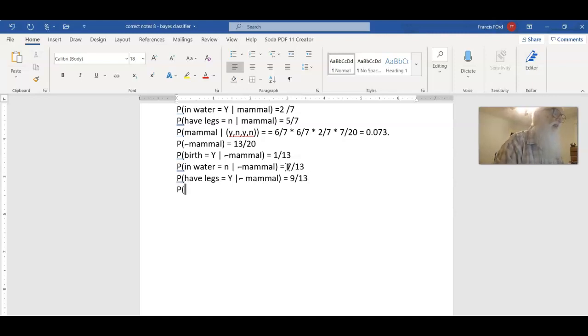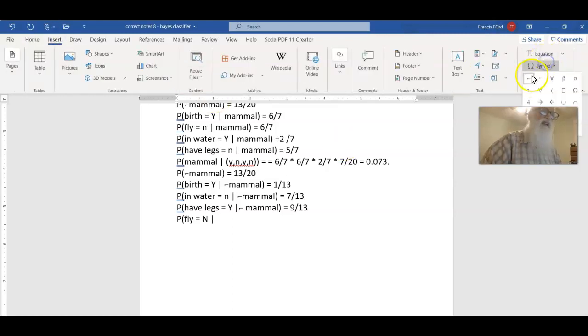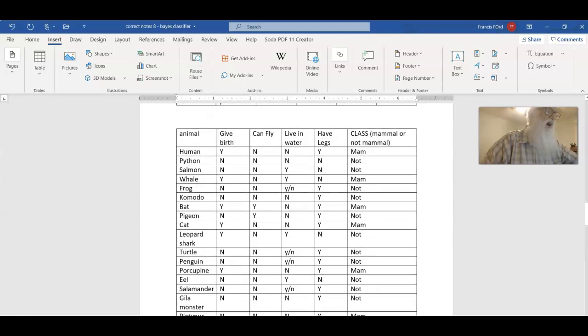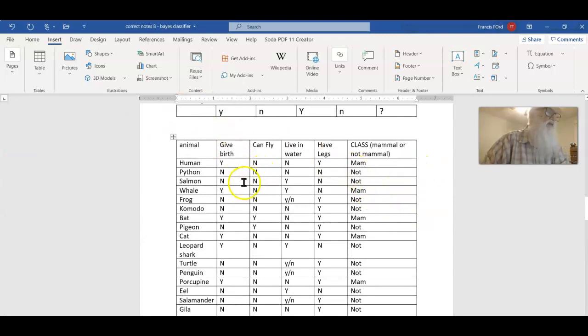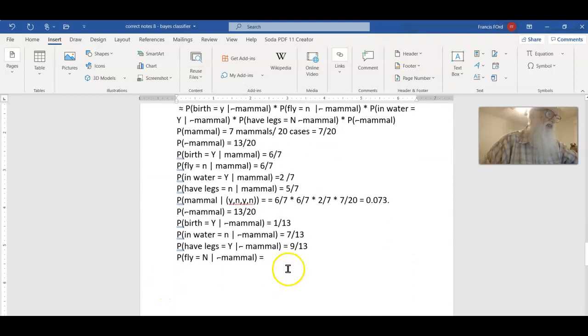The probability of, I got the birth. Oh, I have the fly. Fly equal no, given not a mammal. So let's see what we got here. Not a mammal. So I'm looking at all the non-mammals and see which ones of them fly, do not fly. Okay. Not mammals. Well, 1, 2 do not fly. 3, 4 do not fly. 5 do not. 6, 7, 8, 9, 10, 11. I got 11 out of 13.